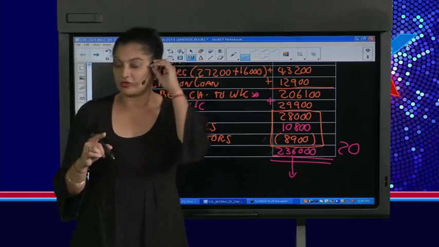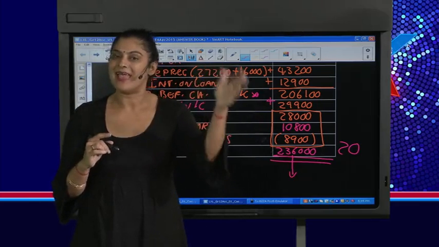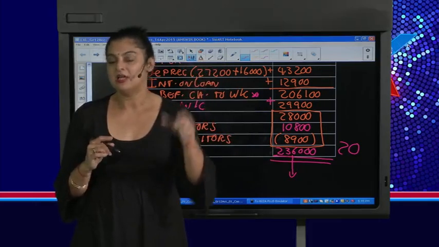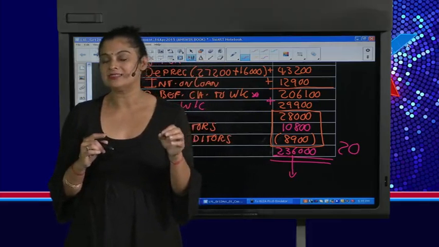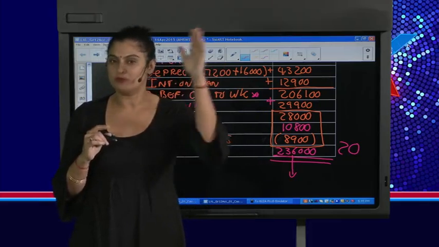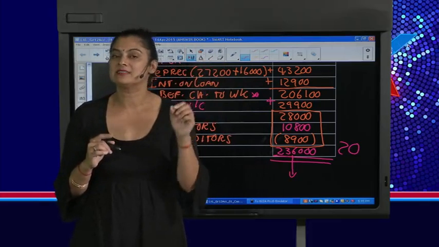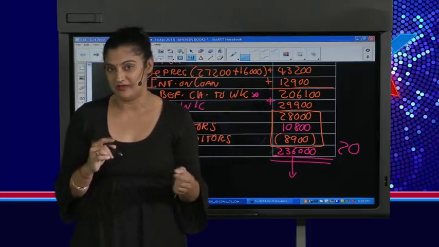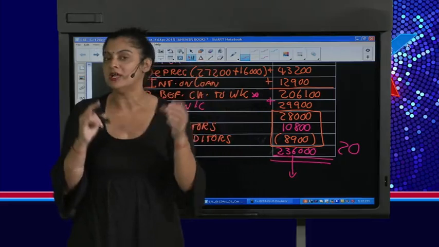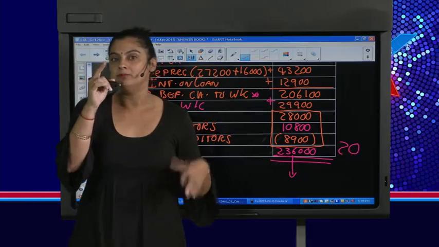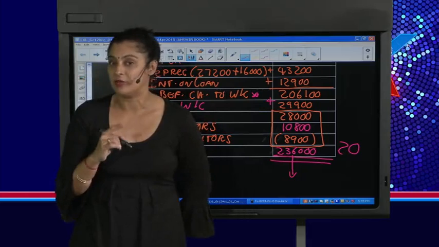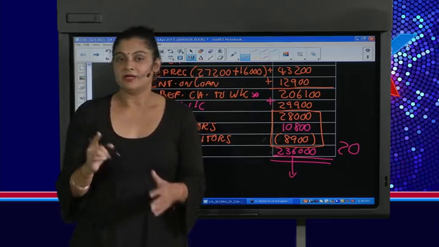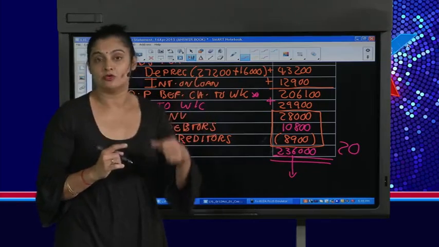Right, going back to the question, why do we exclude SARS and dividends from our calculation for changes to working capital? Now, guys, the reason for that is there is a separate note for dividends paid, and there is a separate note for SARS income tax, in other words, taxation paid. That's the reason why we exclude those amounts from trade and other receivables and trade and other payables when doing the changes to working capital calculation.